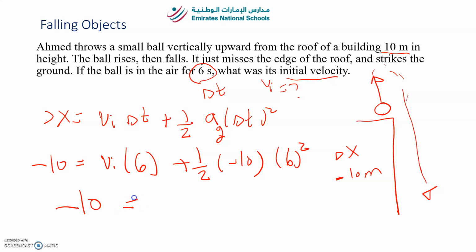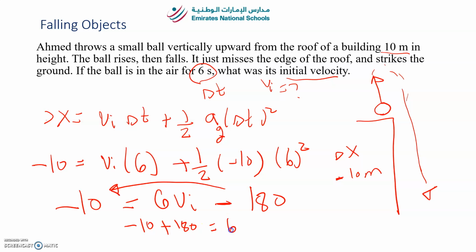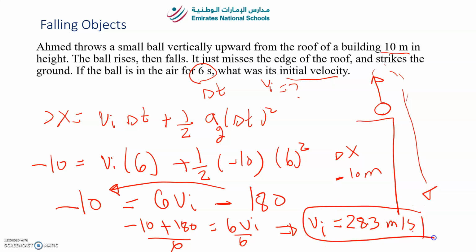Solve this equation. After you do it, you will get negative 10 equals 6 V initial minus 36 times 10, 360 divided by 2, 180. Take this to the other side and solve it. So I'll have negative 10 plus 180 equals 6 V initial. Divide by 6 on both sides. You will get V initial 28.3. Don't forget the unit, meter per second.